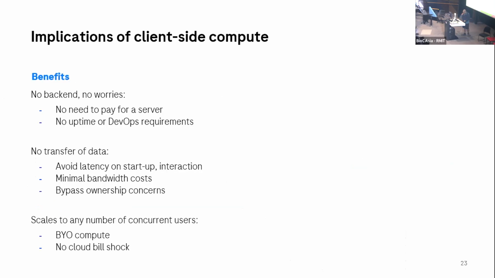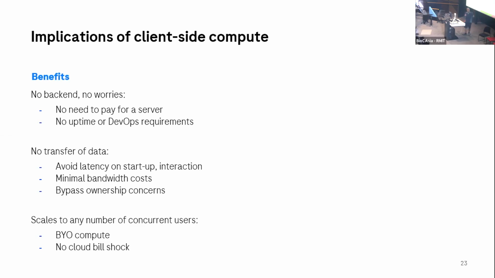So hopefully I've been able to convince you that it is possible to efficiently analyze single cell data inside the browser on this sort of client-side compute paradigm. But just to recap, why are we doing this again? Right. So the most obvious reason is that we don't have to have a backend, as I mentioned before. We don't have to worry about cost or paying for someone to watch the server or having uptime guarantees or DevOps stuff. We don't have to deal with any of that, right? We don't have to transfer data, so there's no latency, there's no bandwidth issues, there's no worries about ownership.